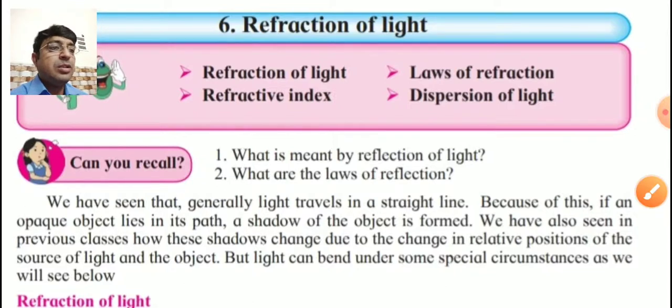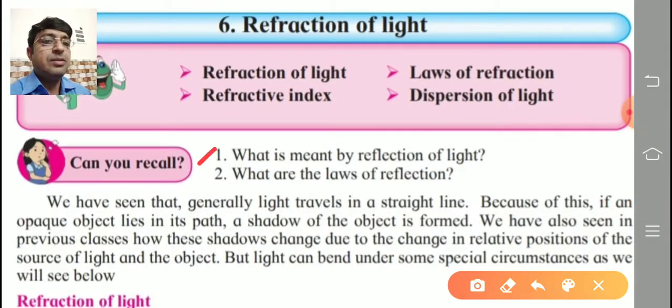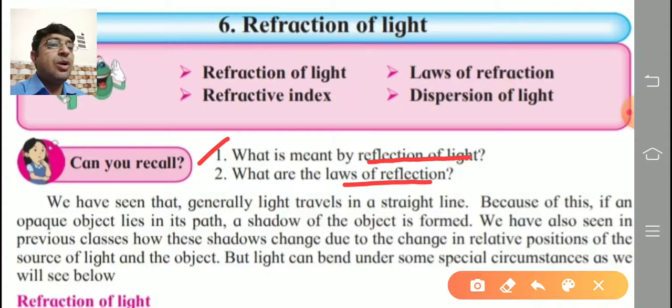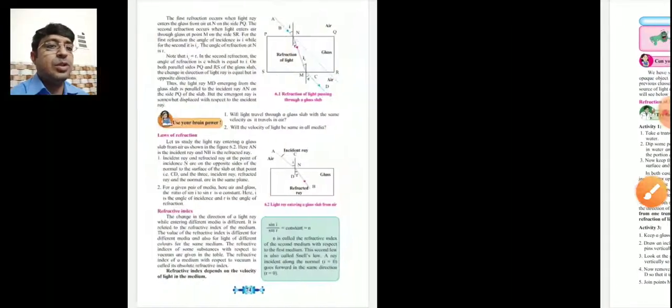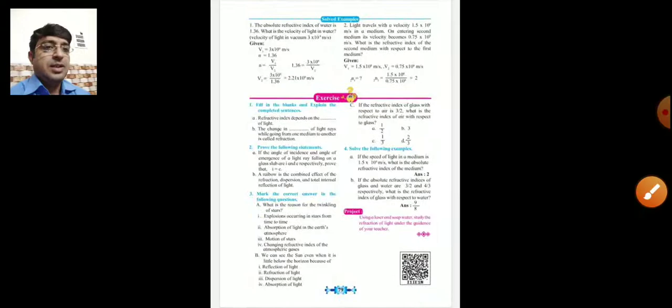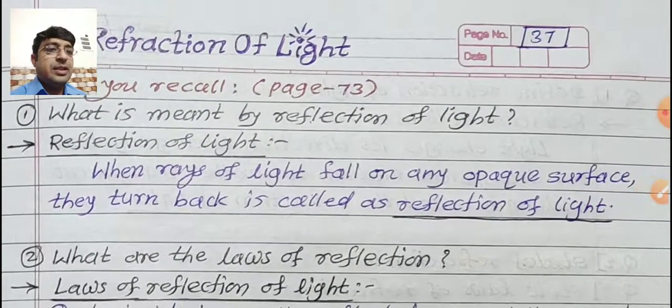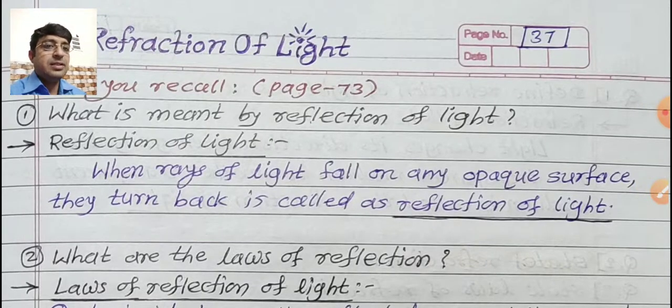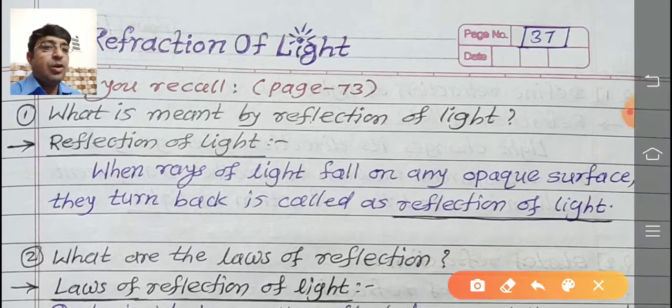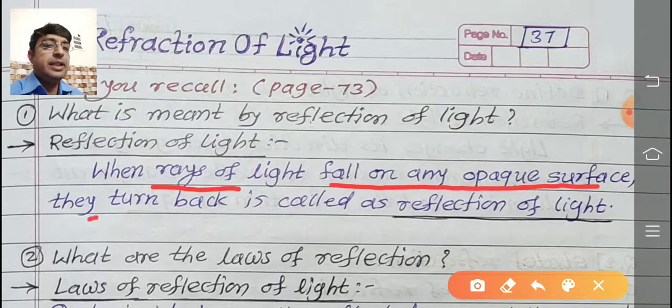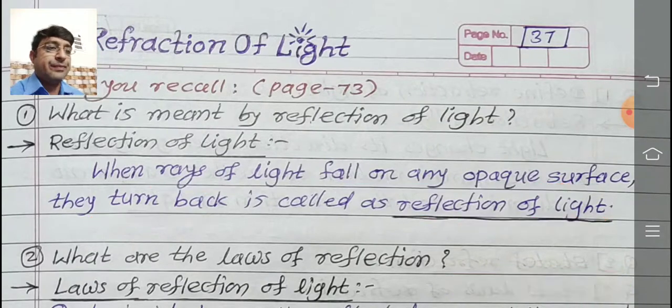Can you recall two questions given for us? First one is what is meant by reflection of light, and second, what are the laws of reflection? So we revise the answers of these two questions first. First answer is reflection of light. In previous standard we learned this concept. When rays of light fall on any opaque surface, they turn back. It's called reflection of light.